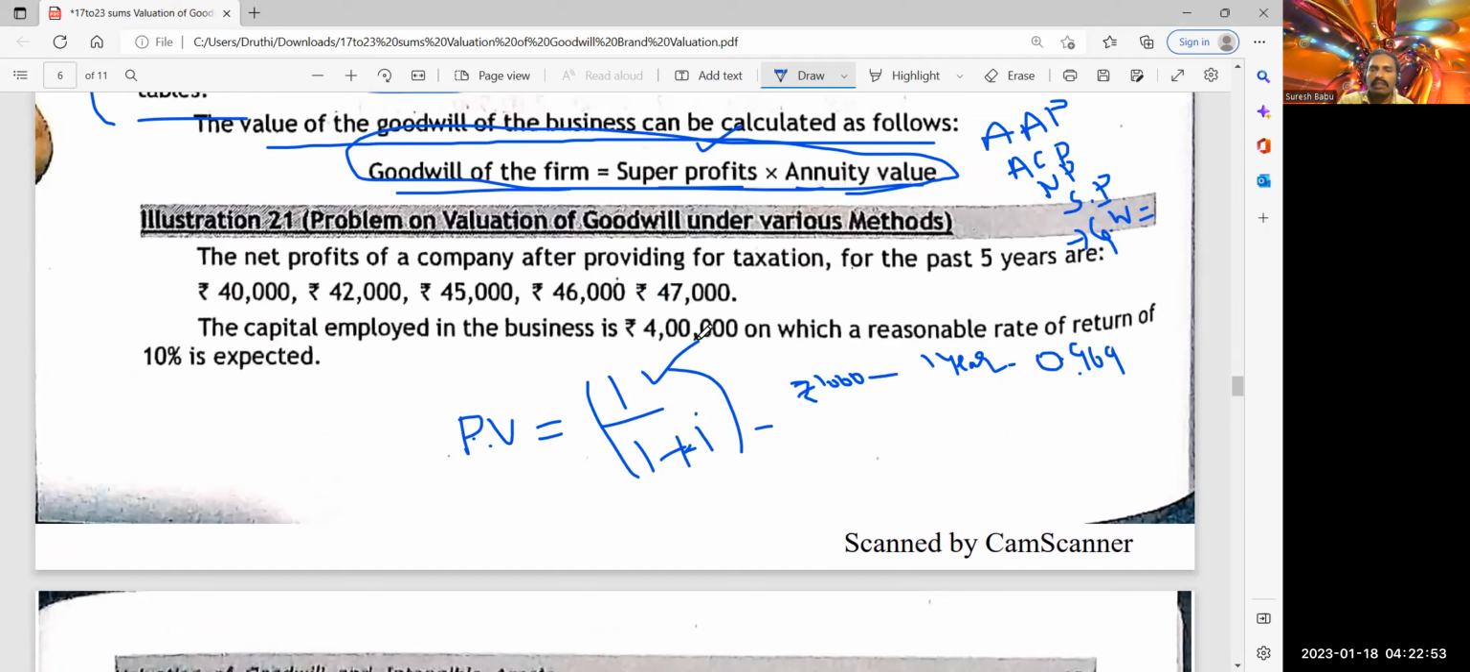If you want to derive this value, take the calculator and do this. 1 is the standard 1 rupee, 1 plus I whole to the power of n. Yes, 1 divided by 1 plus I whole to the power of n. So for 1000, that is the reason why. If the rate of interest is 10%, then 1 divided by 1 plus 0.10. If you simplify this, you would be able to get this.